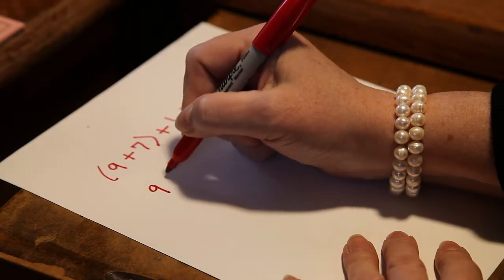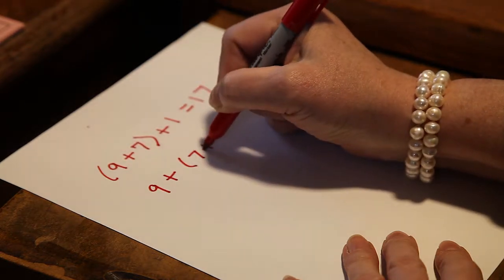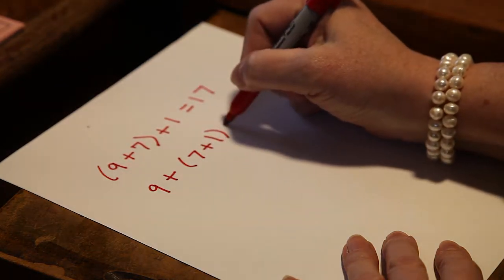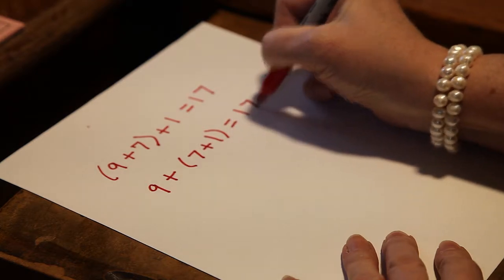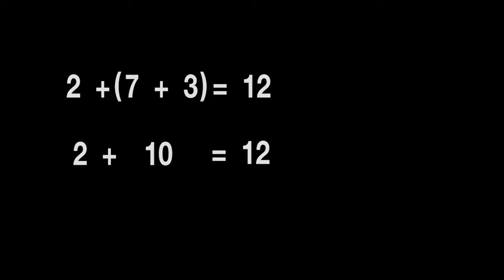According to the associative property of addition, no matter how we group the numbers or where we place the parentheses, we get the same sum. So, if we place the parentheses around the 7 and 3, we get a total of 10. And when the 2 is added, we get the same answer of 12.